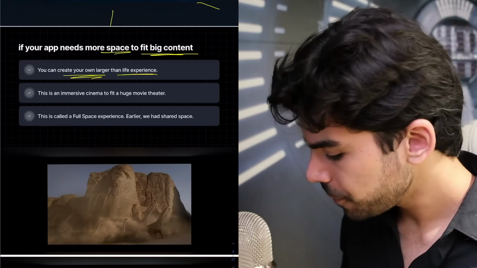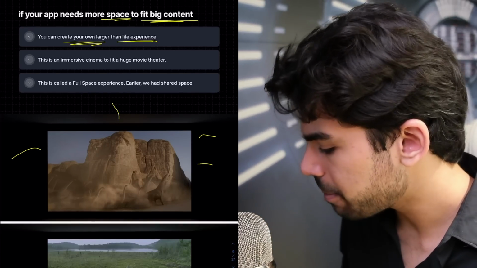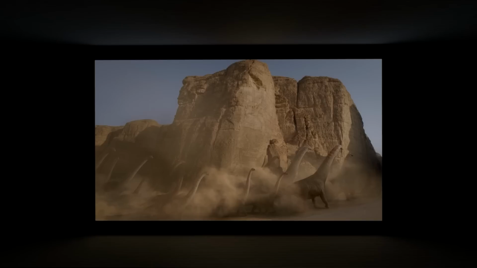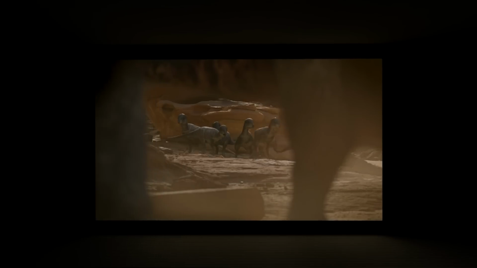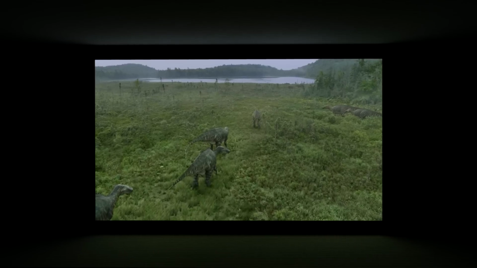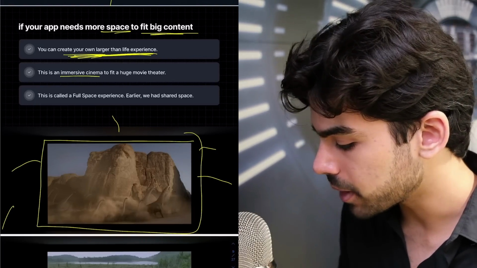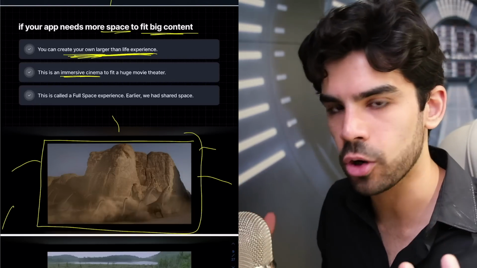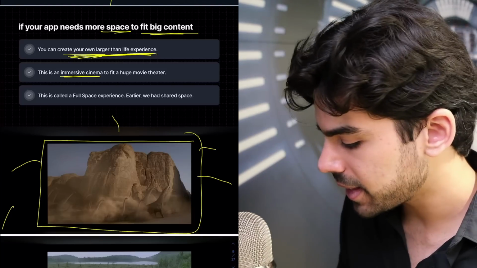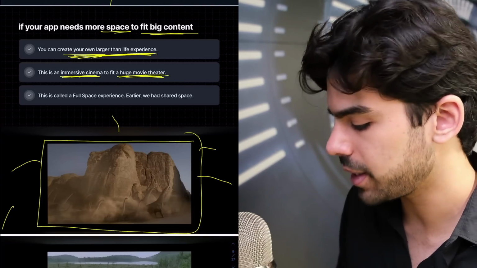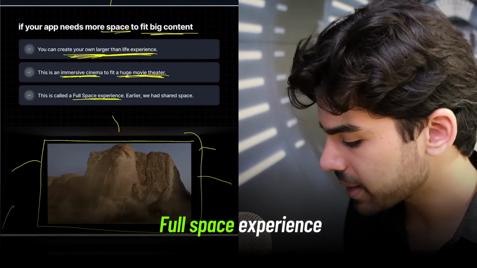But now, if you were to hide everything in the background, and if you were to create this very large screen, your eyes will essentially feel as if you're in a cinema hall, because you can't see your small living room. You can create your own larger than life experience by creating an immersive world around your main content. So in this example, it has created an immersive cinema to make it feel as if you're sitting in a huge movie theater. And this is called a full space experience.